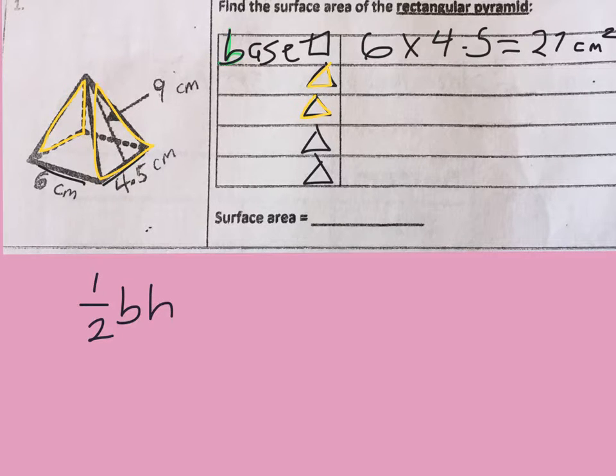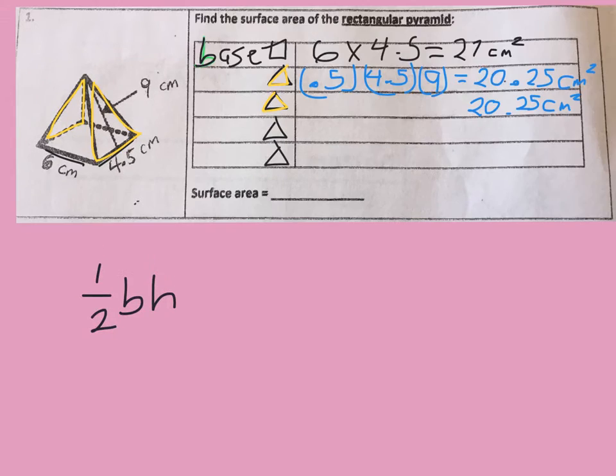All right, see if you can calculate the area of this triangle, which will be the same as this one, and write it out in your spaces provided. Remember, the formula of a triangle is 1/2 base times height. I'm using 0.5 for 1/2. So 0.5 times the base of 4.5 and the height of 9 equals 20.25 centimeters squared.